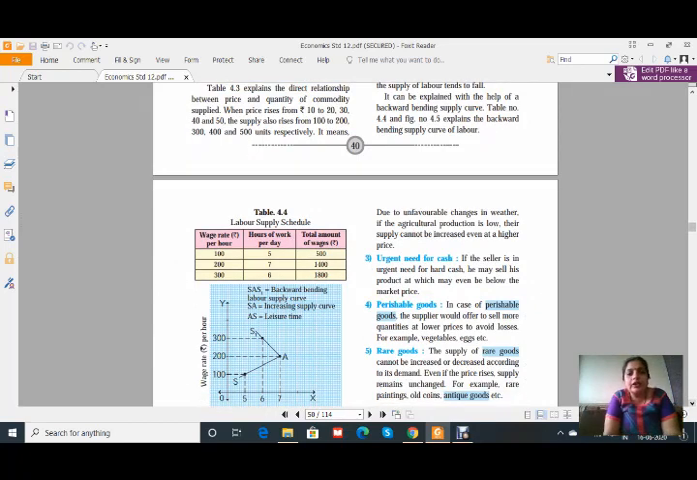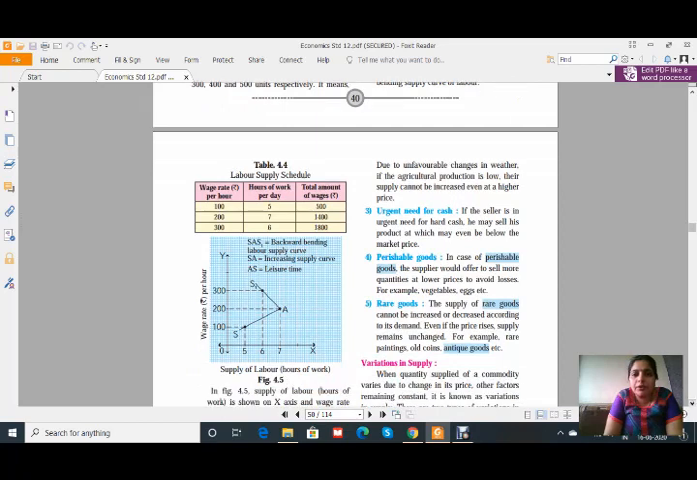See, when the wage rate is 100 rupees per hour, the hours of work per day is 5 and the total amount of wages is rupees 500. That means if a laborer wants to earn 500 rupees per day, he has to work 5 hours per day. When the wage rate increases to 200, he will increase hours of work to 7 hours, so that the worker will get 1400 as income.